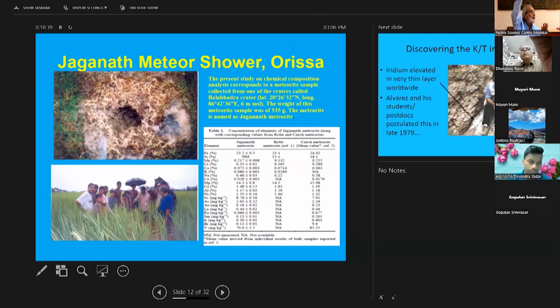And there we use instrumental neutron activation. And you know where it was done? Right here in Bombay only. We never went out for analysis. We did it at EARC Apsara. And this got published in Current Science.